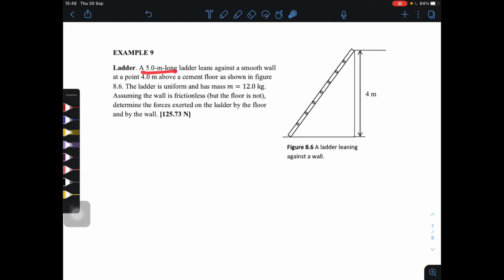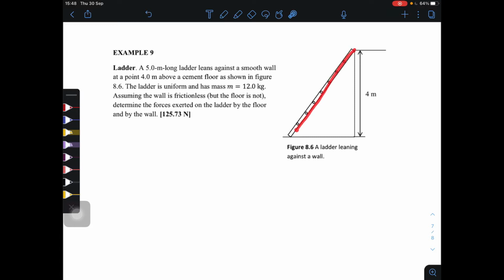A 5-meter long ladder leans against a smooth wall at a point 4 meter above a cement floor as shown in figure. The ladder is uniform and has mass 12 kg. Assuming the wall is frictionless, but the floor is not, determine the forces exerted on the ladder, by the floor, and by the wall. Okay, so here we have ladder.